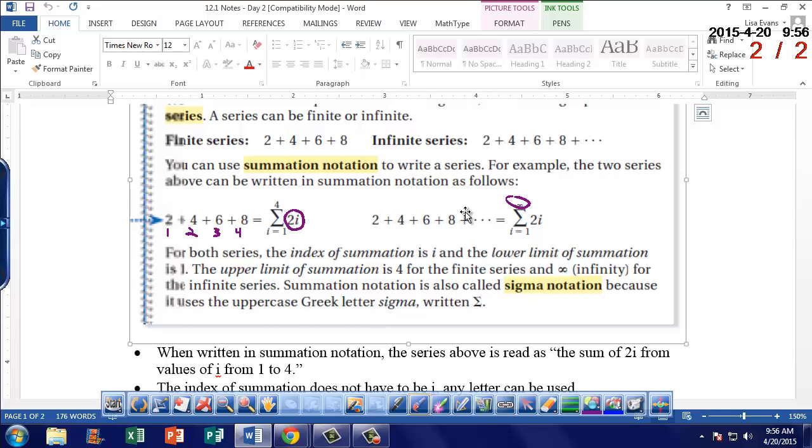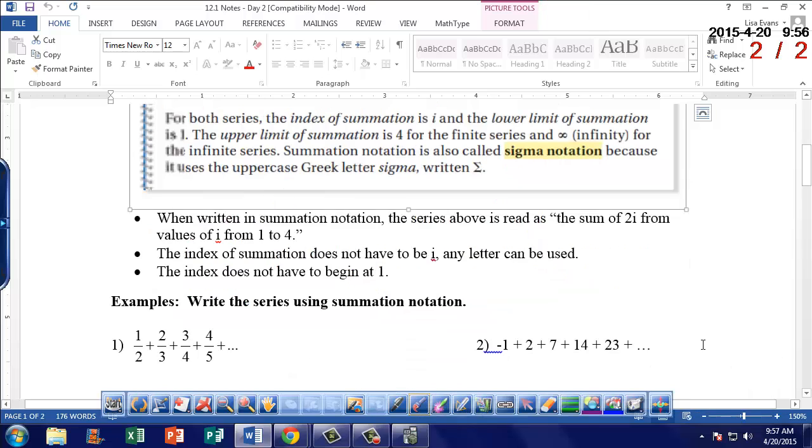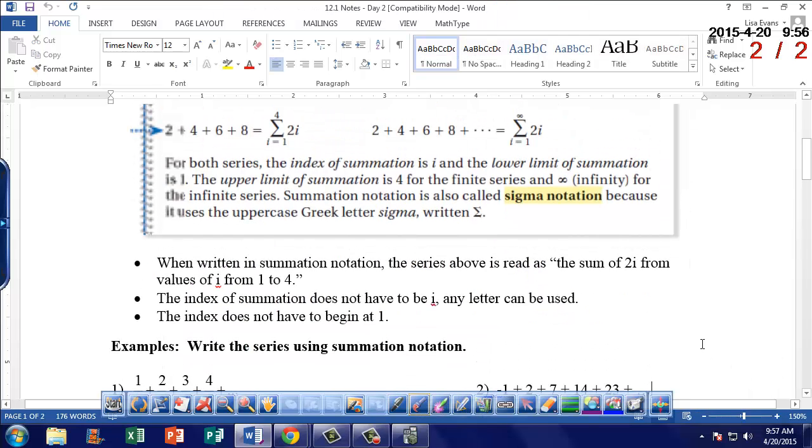Summation notation is also called sigma notation because it uses the uppercase Greek letter sigma, written as that S. Okay, when written in summation notation, the series above is read as the sum of 2i for values of i from 1 to 4.